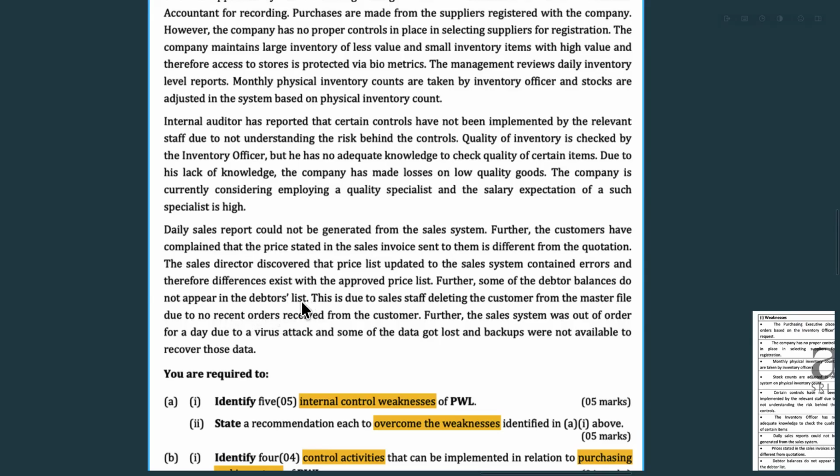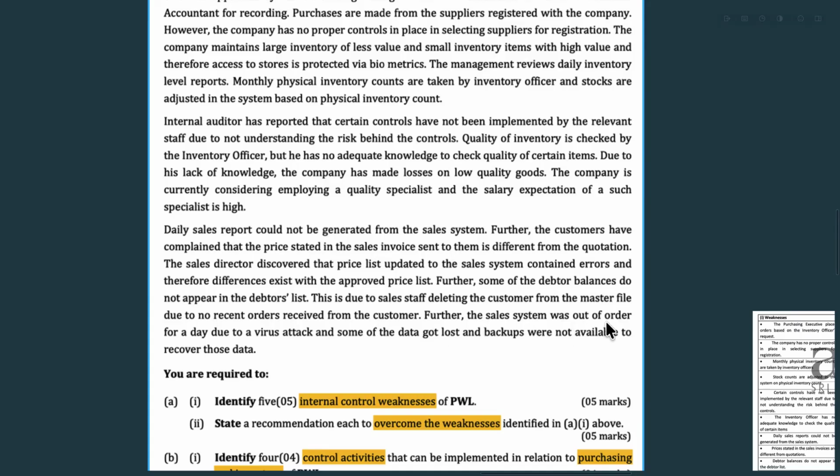And further, some debtor balances do not appear in the debtors list. Again, the system is not producing the correct debtors list, the aging analysis list. Some debtor balances are missing, which means the control is not preventing or detecting. So that's a deficiency. This is due to the sales staff deleting the customer from the customer master file. Again, there are no controls over the customer master file. There is a failure in the general control, as sales staff are deleting customers. There is no password protection, no access controls, and no authorization on who can change and who cannot change, whatever the reason, such as orders received from the customer.